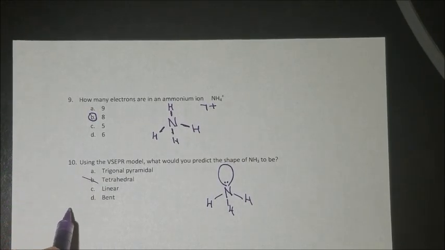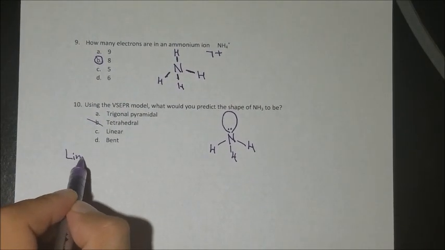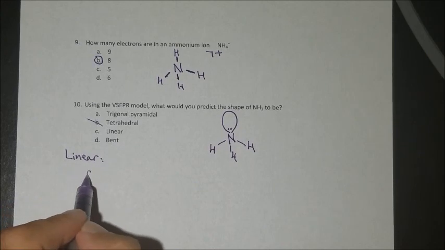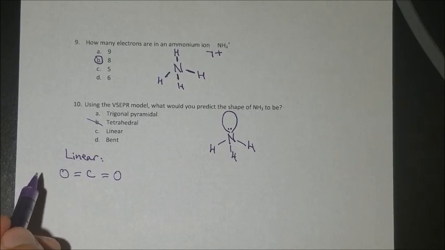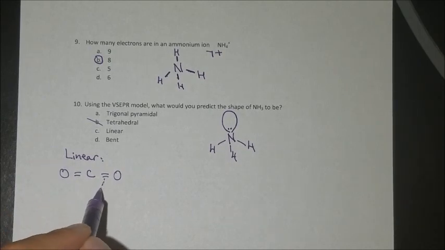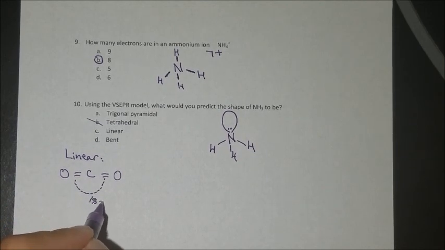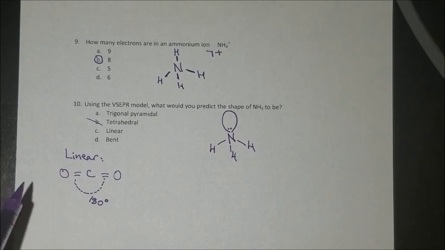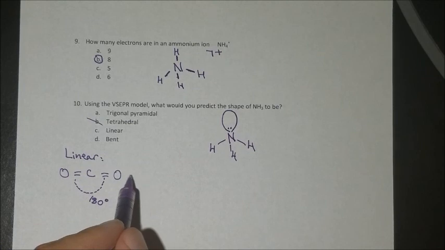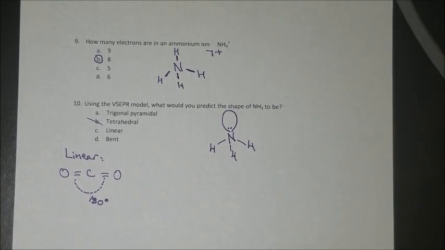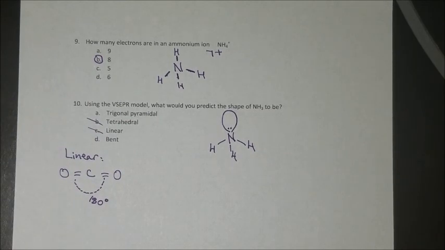And let's take a look at linear. If it were to be linear, it would look something like this molecule, and we've seen this before. CO2 here is an example of a linear molecule. The angle between these bonds is 180 degrees. That would be a linear molecule, meaning it's literally in a line. And we certainly don't see that here. So option C is incorrect.